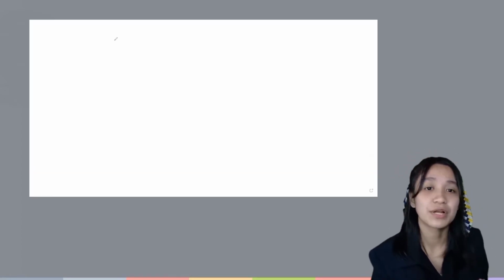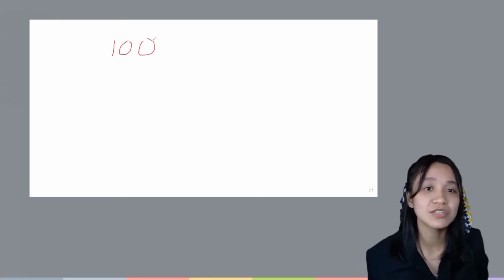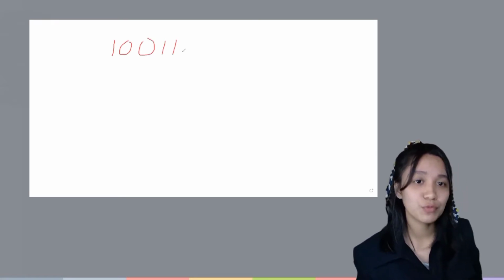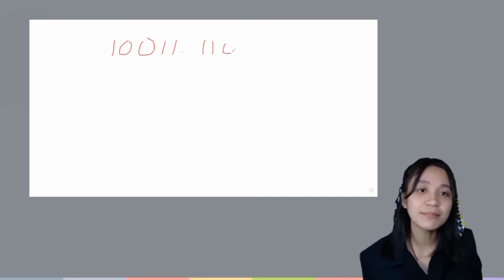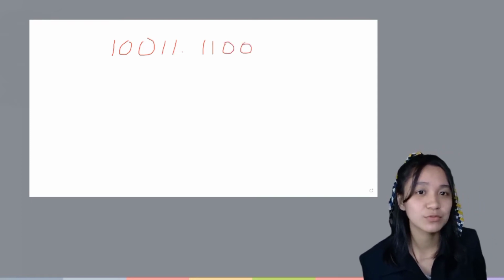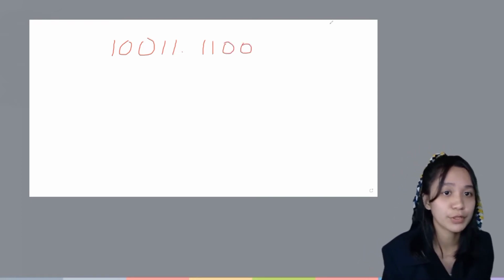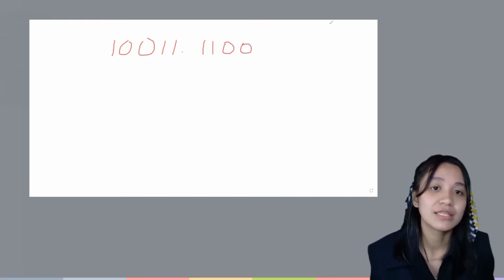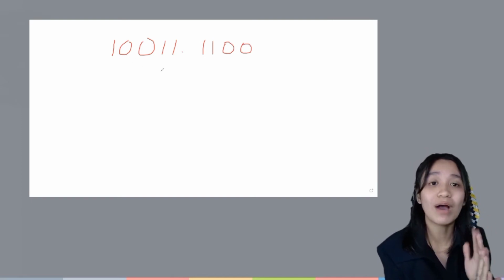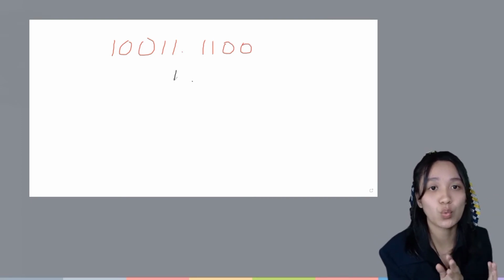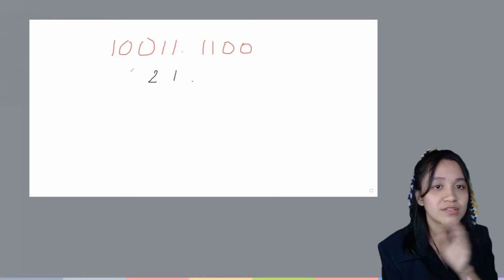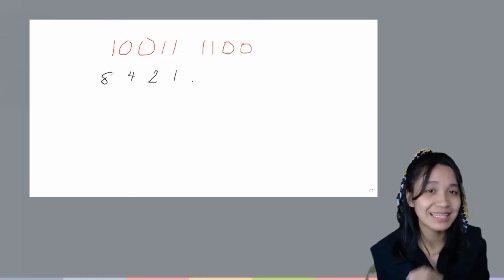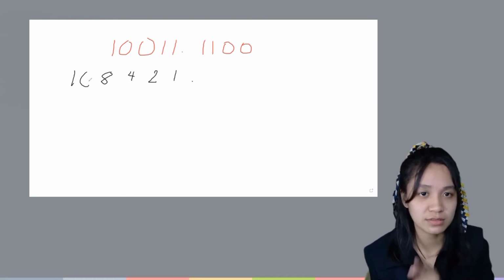Now let's go with knowing the decimal value of a fractional binary number. For example, we have 10011.1100. In converting binary numbers, we will start with the radix point or binary point, multiplying by 2 from right to left. Now let's start with 1 again. Then 1 times 2 is 2. 2 times 2 is 4. 4 times 2 is 8. And 8 times 2 is 16.